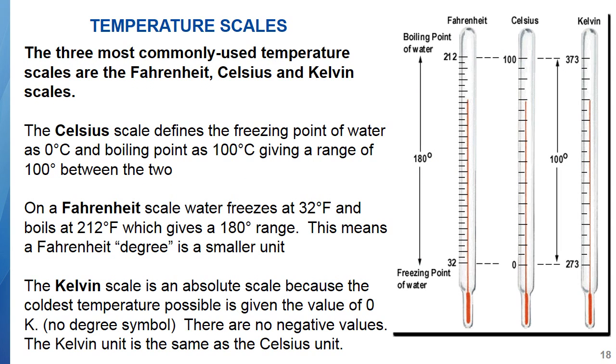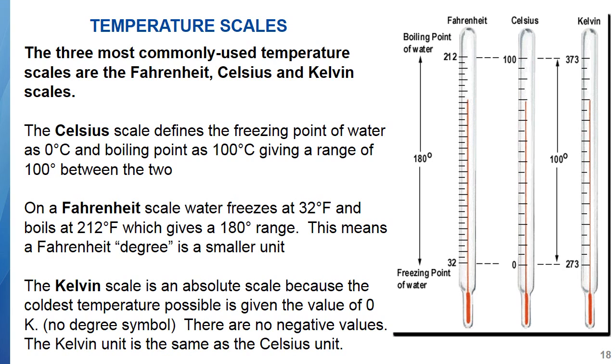Temperature scales. The 3 most commonly used temperature scales are the Fahrenheit, Celsius, and Kelvin scales. Fahrenheit, of course, is what we use every day. What you can see is that there's 180 degrees between the freezing point of water and the boiling point of water, 32 to 212. The Celsius scale is a little bit superior, because we go from 0 degrees freezing point to 100 degrees, so that's a difference of 100 degrees. So the Celsius degree and the Fahrenheit degree are not the same size.